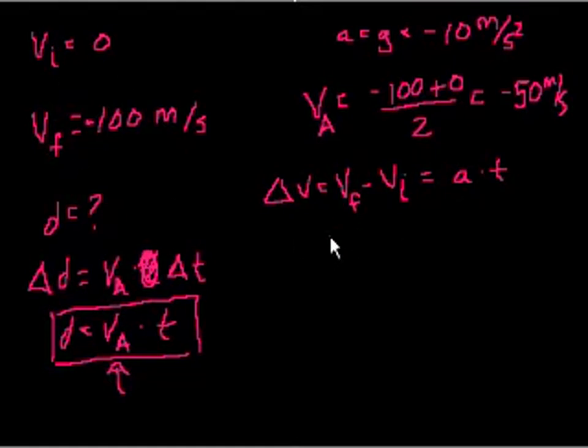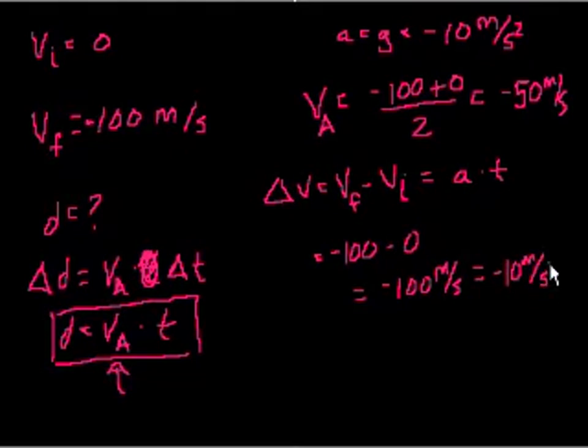So what's the change in velocity in this situation? Well, the final velocity is minus 100 meters per second, and the initial velocity is 0. So the change in velocity is equal to minus 100 meters per second. I'm kind of jumping in and out of the units, but I think you get what I'm doing. And that equals acceleration times time. Well, what's the acceleration? It's minus 10 meters per second squared, because I'm going straight down. Minus 10 meters per second squared times time. This is a pretty straightforward equation, right?